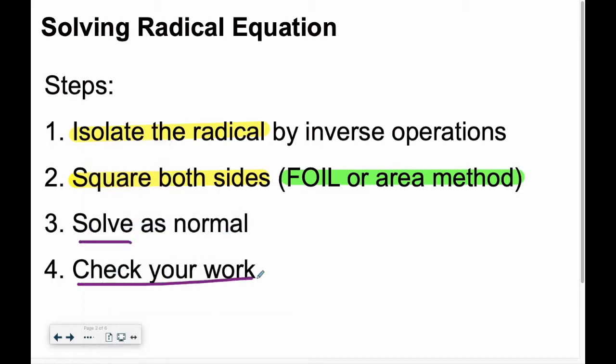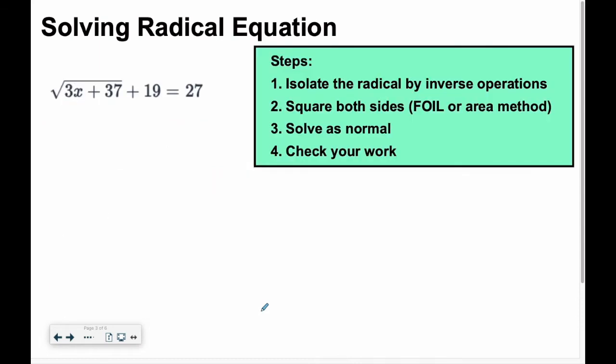And it's very important to check your work here, because just like in rational equations, where you could have an extraneous solution, here you could have an extraneous solution as well. Let's take a look at some examples.